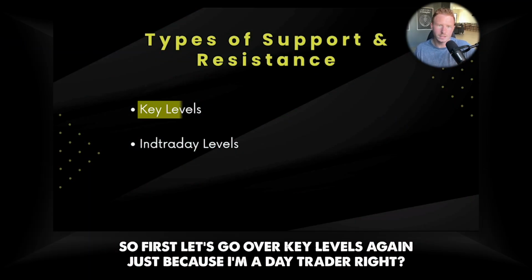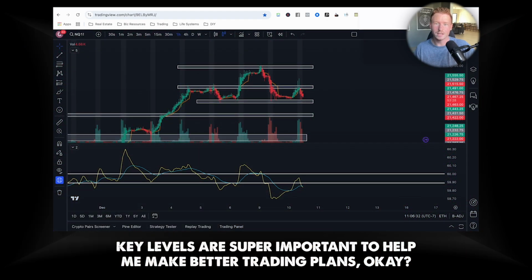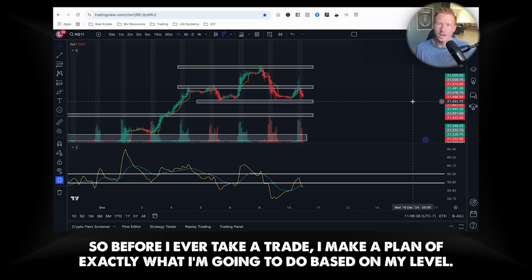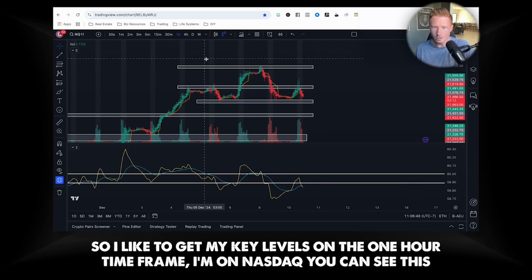So first, let's go over key levels. Again, just because I'm a day trader, and sometimes a scalper, key levels are super important to help me make better trading plans. Before I ever take a trade, I make a plan of exactly what I'm going to do based on my level. So I like to get my key levels on the 1 hour time frame.